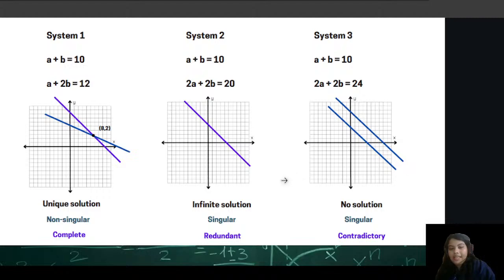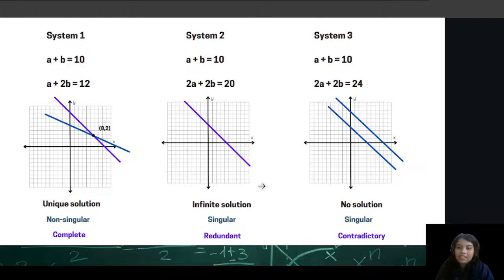So it is not bringing us anything but an output of 10. So it is very redundant, as it is providing us the same thing again and again, nothing new to the table, so we can term it as a singular system. That is the conclusion of system 2.